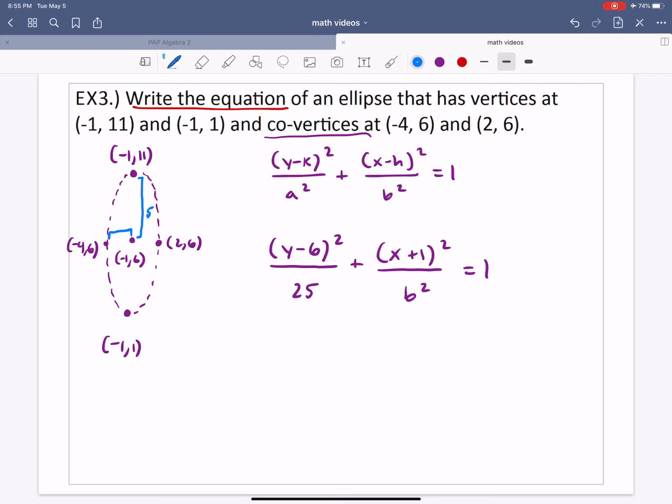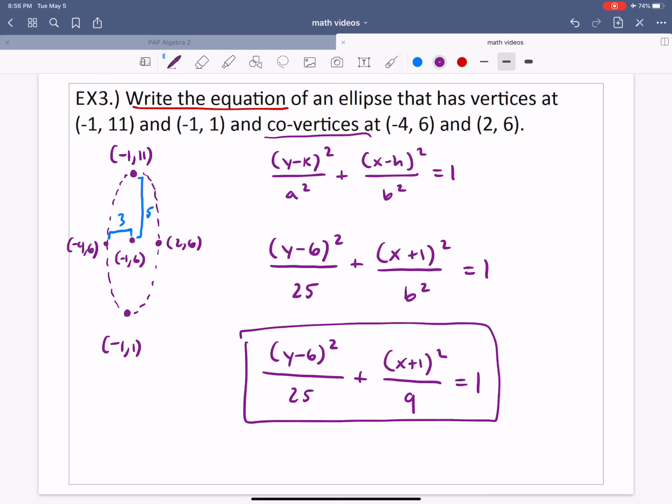I don't want to erase that. You get that b equals 3. So when we plug that in, we get (y - 6)² over 25, plus (x + 1)² over 9 equals 1. And that, ladies and gentlemen, is an equation that has those characteristics.